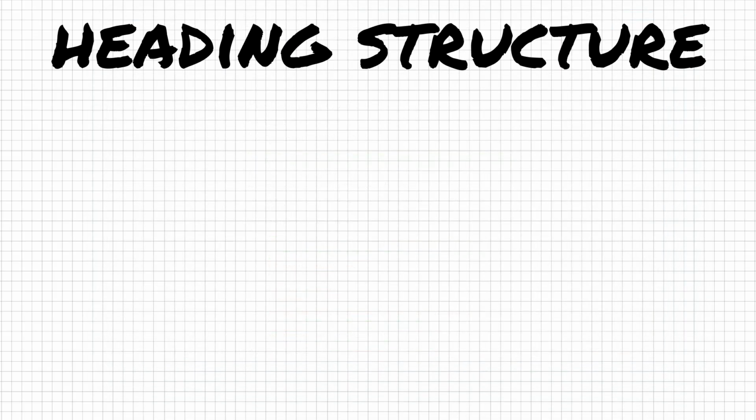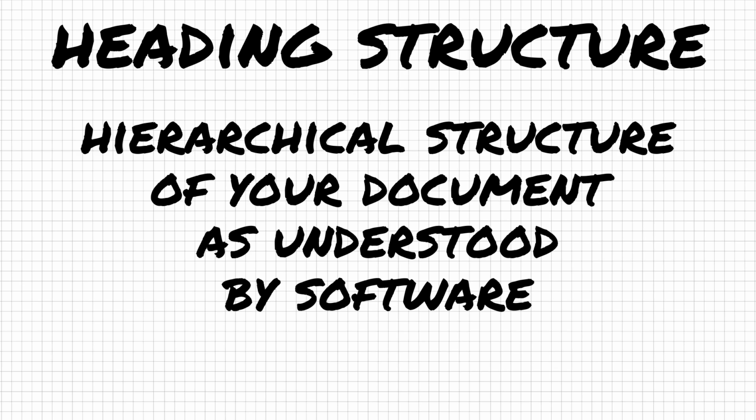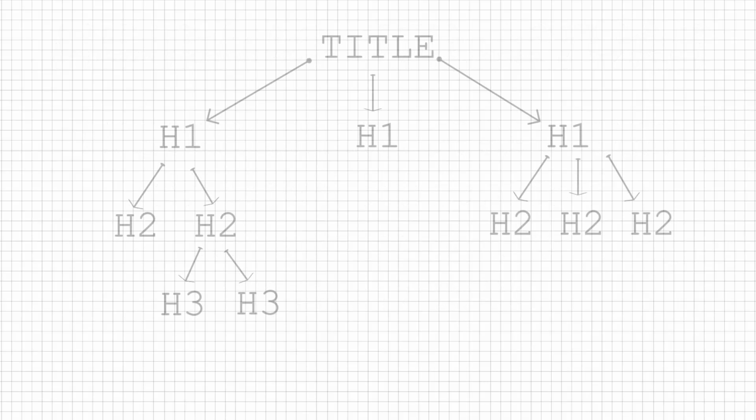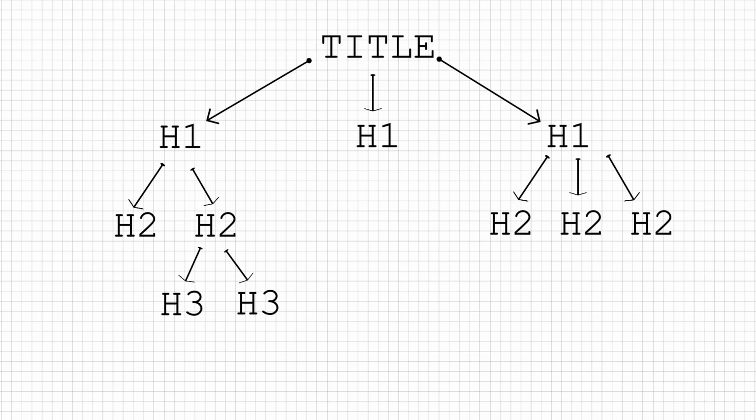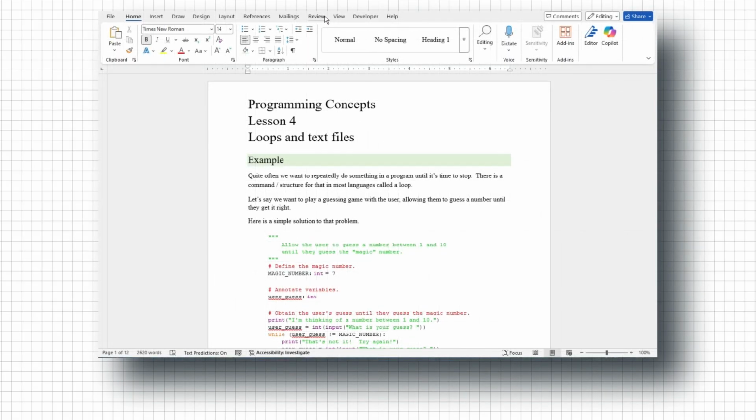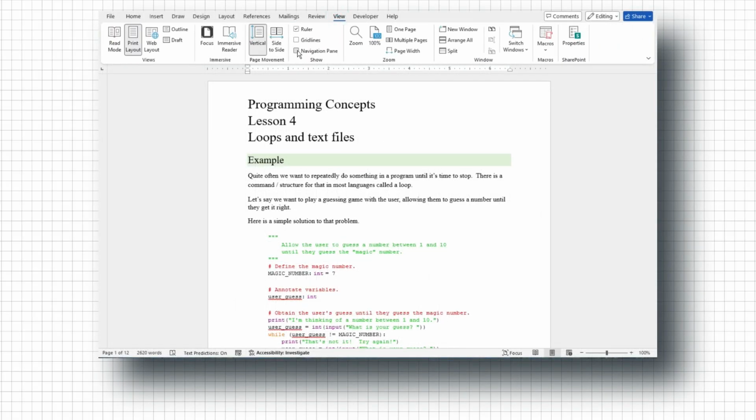The heading structure is the hierarchical structure of your document as understood by software, such as a screen reader, through your headings. So you'll have a title, maybe, and then some sections that are at the highest level, heading level 1, and then some subsections below those, heading level 2, etc. A quick way to see that structure is to click the navigation pane box in the View tab, and you'll see the heading structure to the left.